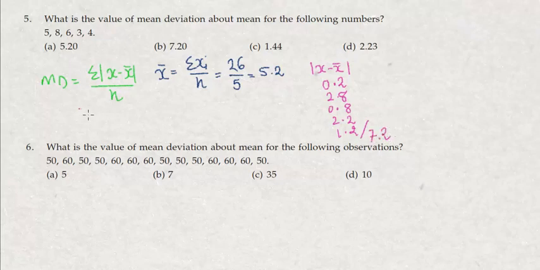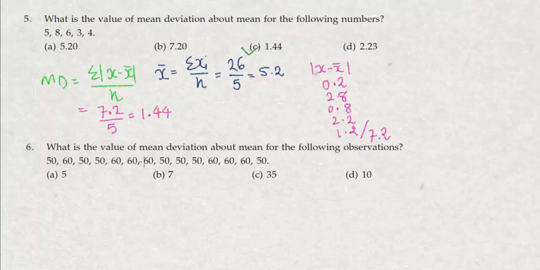Now just fill the numbers into the very first formula of mean deviation. It is 7.2 divided by 5. So our answer is 1.44. So here our answer is C, 1.44.